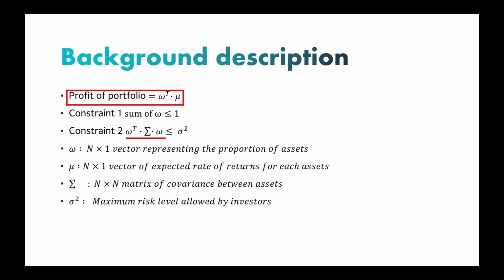The first constraint explains that the sum of the proportion of assets should not exceed 1. The value was set to be equal to or less than 1 because not using all assets within the allowable risk level could lead to greater returns. The second constraint explains that the risk should be smaller than or the same as the maximum risk level allowed by investors.